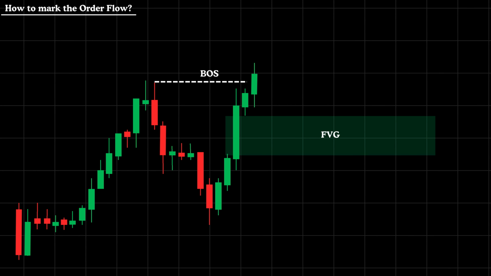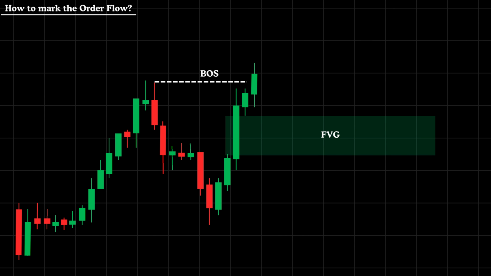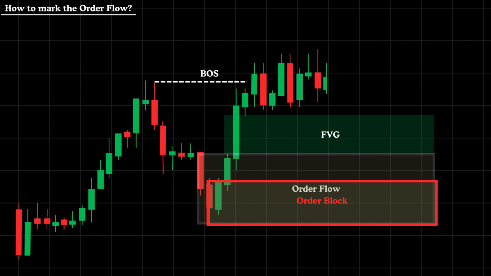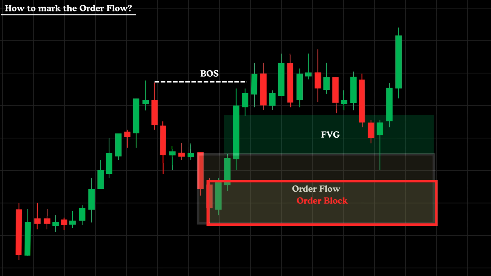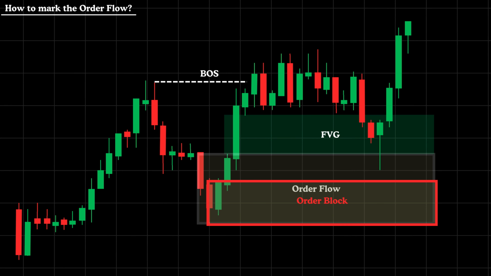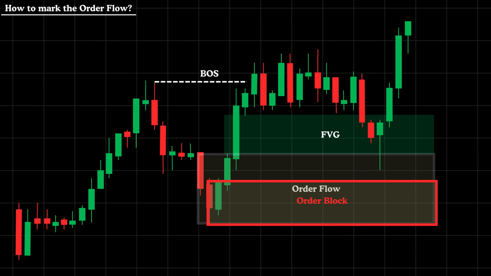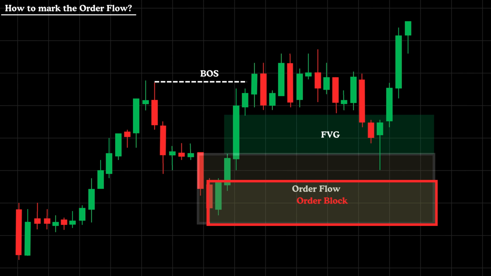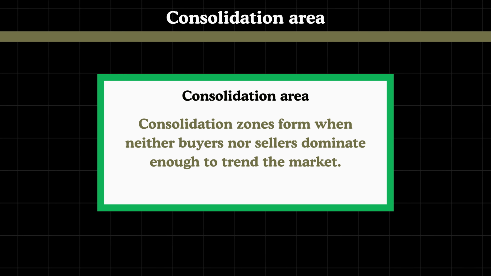Sometimes, price reverses early and never reaches our original order block, causing missed entries. In such cases, price reacts directly from the order flow area, which shows why tracking structure closely is vital to timing high-quality trades. Finally, the last key supply and demand zone is made up of consolidation ranges.